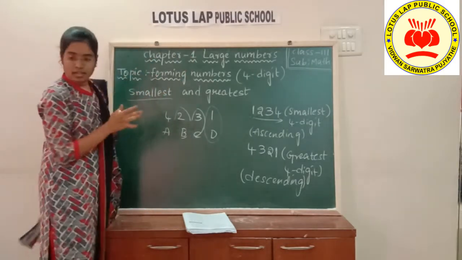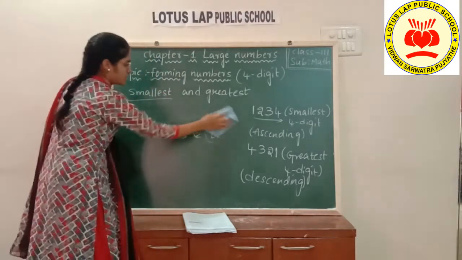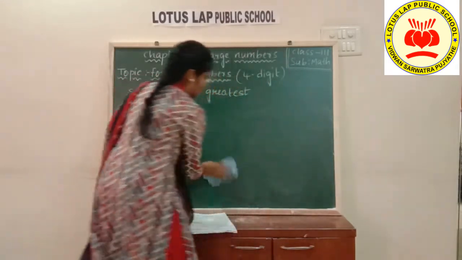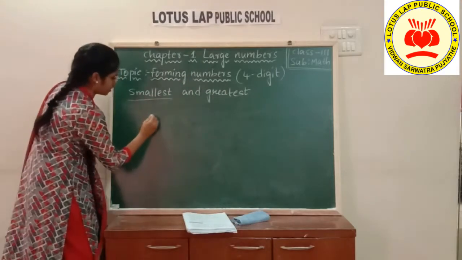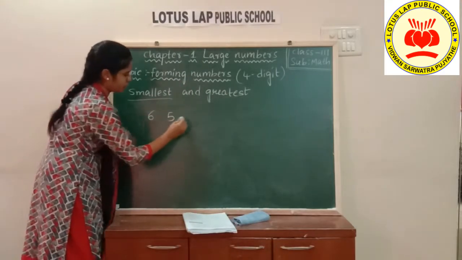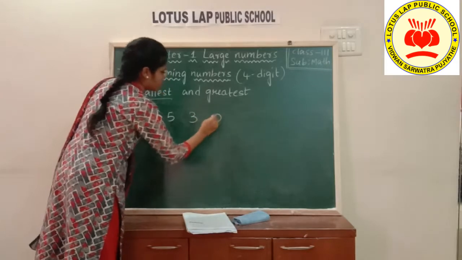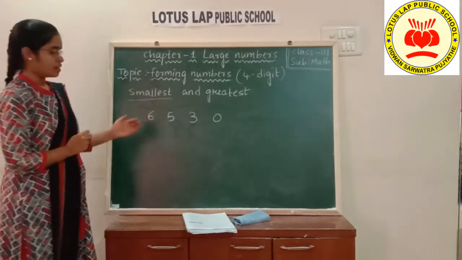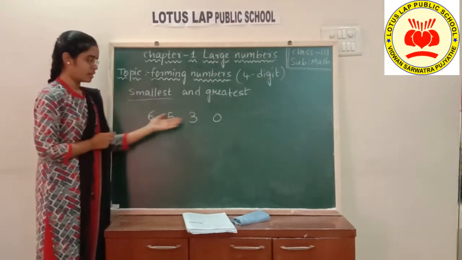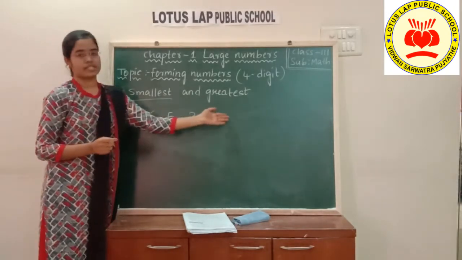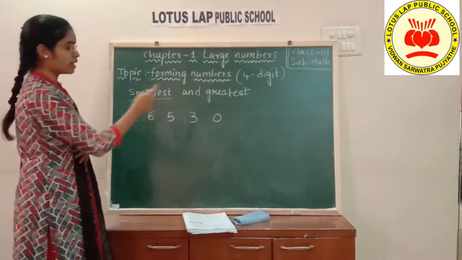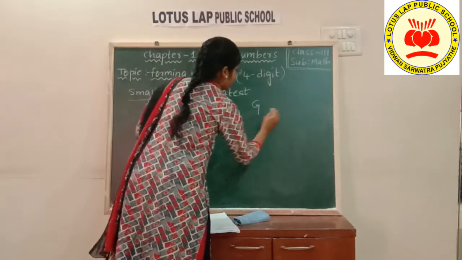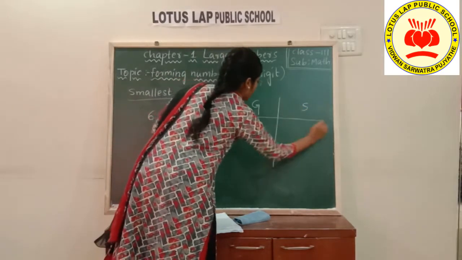Okay, next one more example, children. In the next example we will also be taking 0 here. Now I am taking 6, 5, 3, 0. 6, 5, 3 and 0 are my digits. 4 digits I am taking here. By using these 4 digits, we need to arrange the greatest and smallest 4-digit number. Here is my greatest and here is my smallest number.